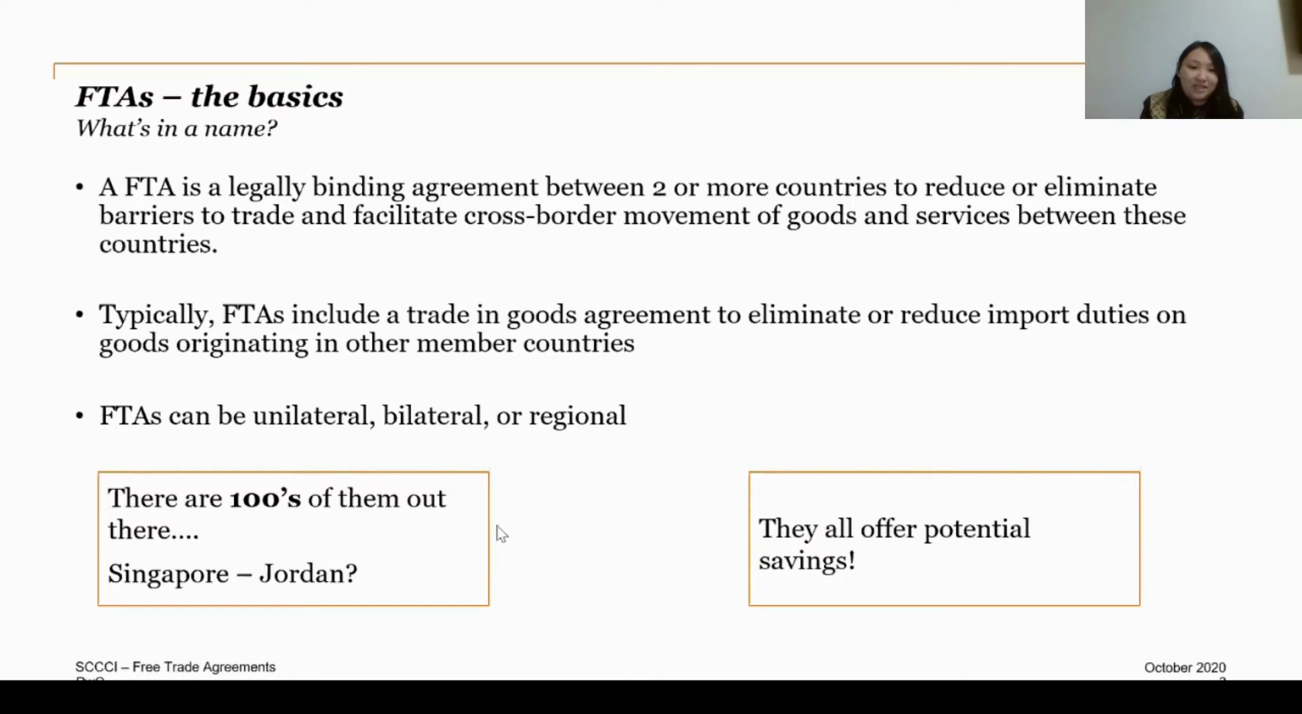FTAs are usually bilateral, in the sense that there are two countries, and I offer you something and you offer me something. So that's a two-way arrangement. There are also regional agreements, where there are more than two countries. There are also less known unilateral agreements, where it's just one-sided. One country will say, I offer you some benefits if you export into my country, but you do not have to do the same for me. There are hundreds of FTAs out there, so you would have to look at them to see whether they offer any kind of savings for you.